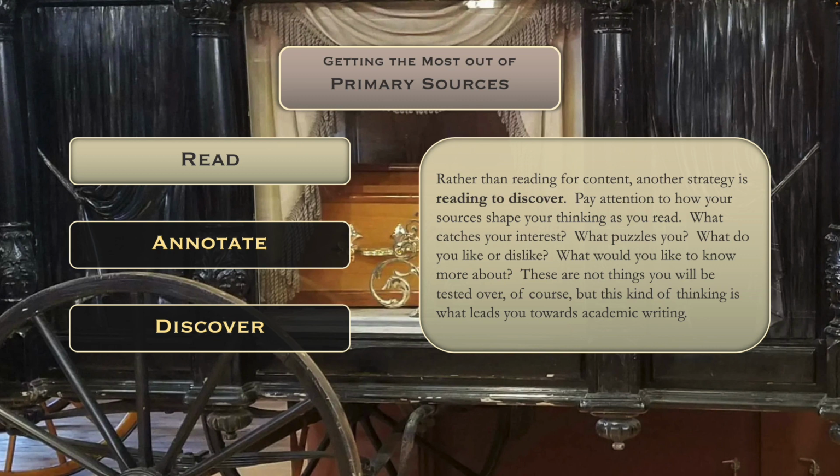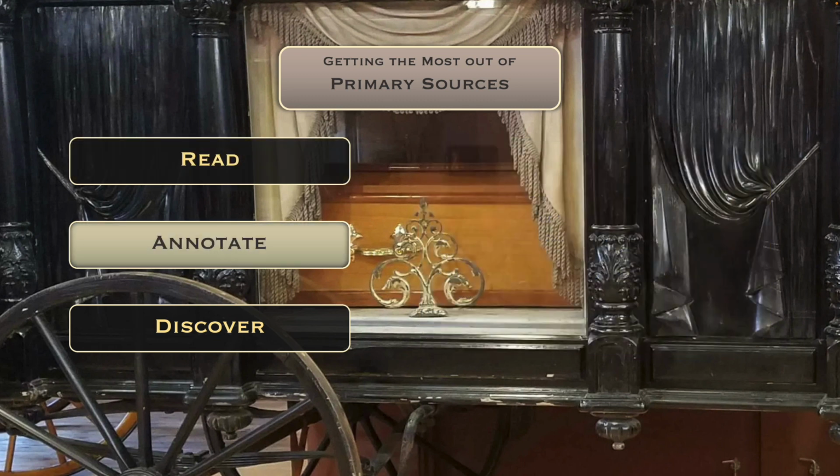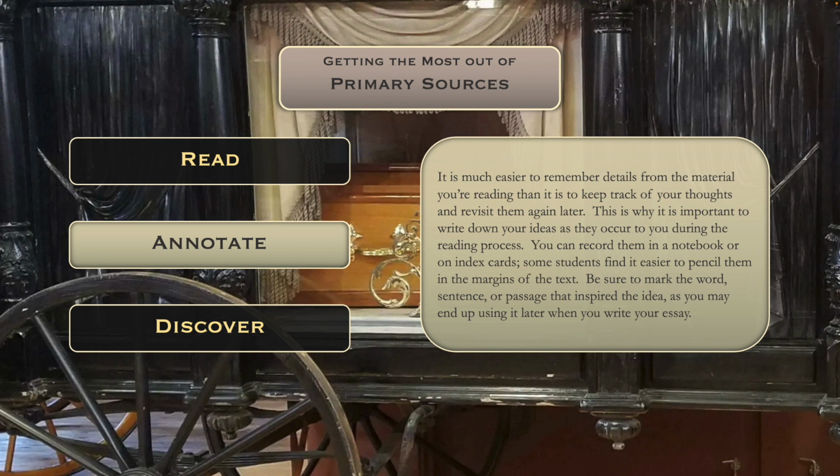So as part of that process of reading to discover, let's talk about annotation. It is much easier to remember details from the material you're reading than it is to keep track of your thoughts and revisit them again later. This is why it is important to write down your ideas as they occur to you during the reading process. You can record your thoughts in a notebook or on index cards. Some students find it easier just to pencil their ideas in the margins of the text. Be sure to mark the word, sentence, or passage that inspired your thought or your idea, as you may end up using it later when you write your essay. And I'll give you some examples of this in a moment.